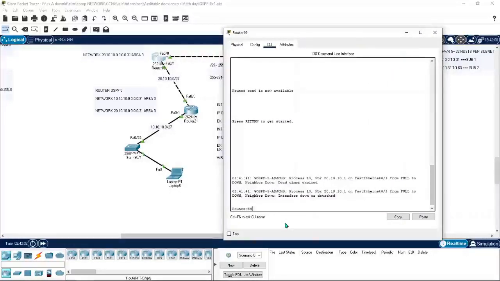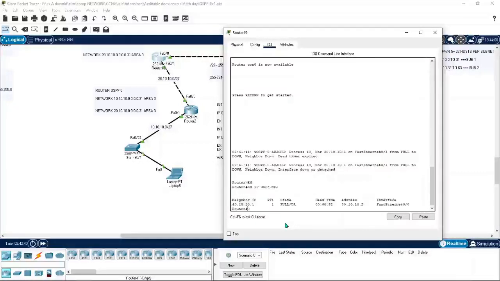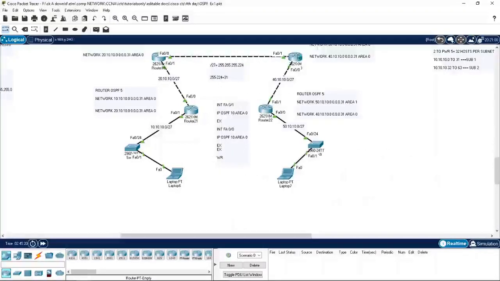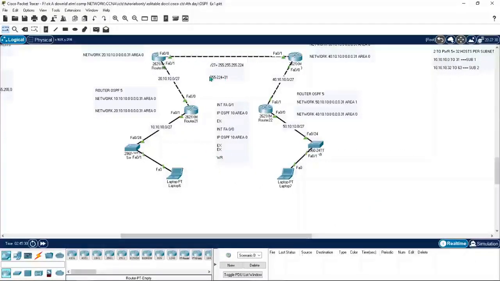So type enable and show ip ospf neighbor. Now you can see the router has been removed from its table. Okay, so there is only one neighbor showing, which is the other router here. Okay. 40 dot, you can see, and the router ID address is 30.10.10 IP address, which is here. 30 dot will be coming here.